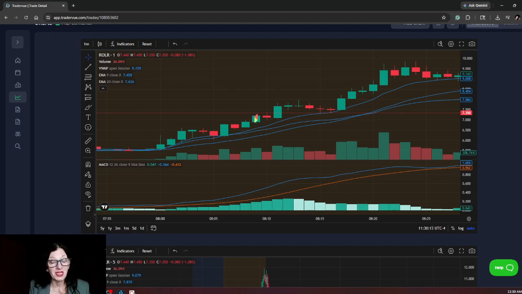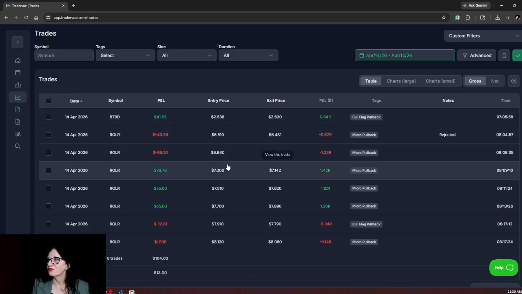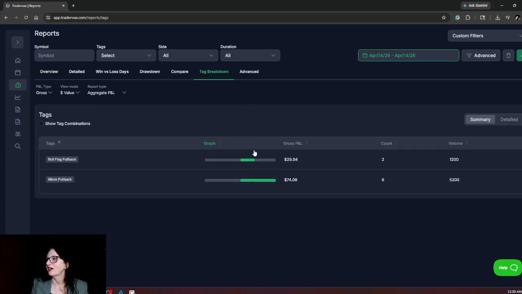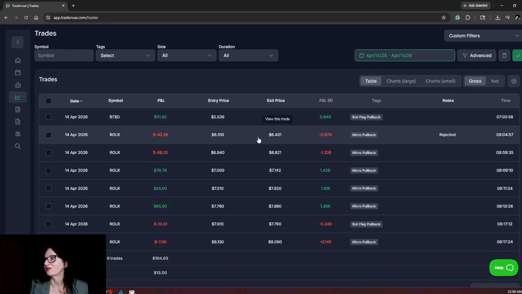Now, my goal this week is to use the 10-second chart to get better at the micro pullback. And I will be honest, I had a very difficult time doing that. And I think that is the reason why I had mixed results. So if you look at my trades, my tag breakdown, you can see that I had 6 micro pullback trades. I did come out green on my micro pullbacks. And I think that's because I was using the 10-second chart, but I think I would have had a better result had I been able to use it more effectively.